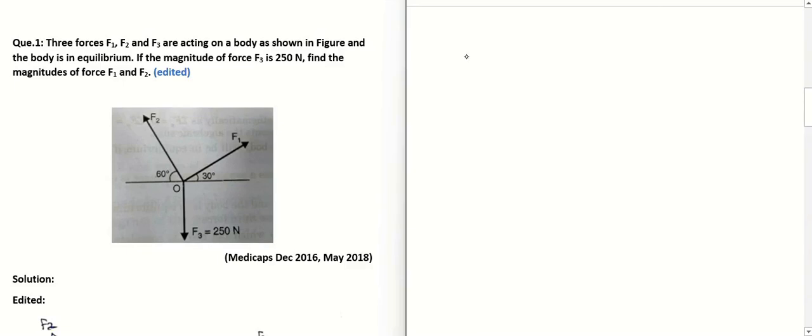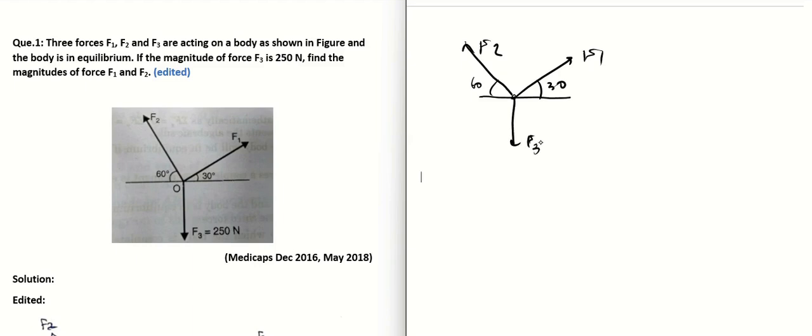So today we are going to solve this numerical where we are asked to find the value of F1 and F2. As you can see in the diagram, we have three forces F1, F2, F3 acting in different directions. F1 is at an angle of 30 degrees, F2 is at an angle of 60 degrees, and F3 has a magnitude of 250 Newton. So let us see how we can solve this.